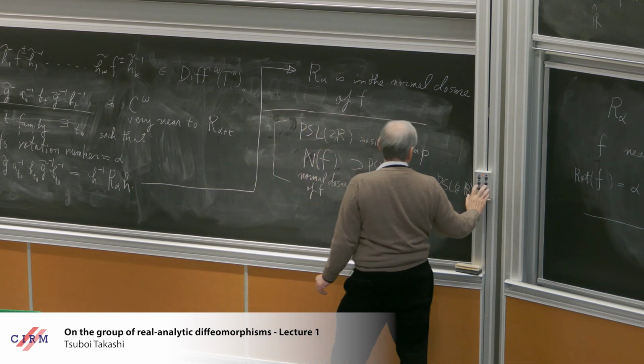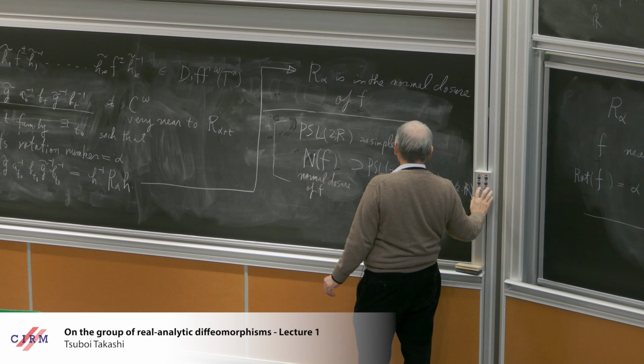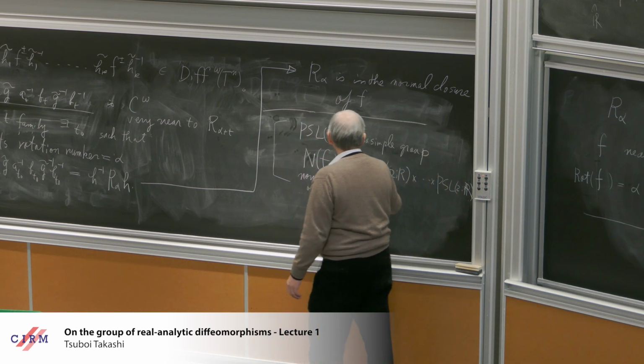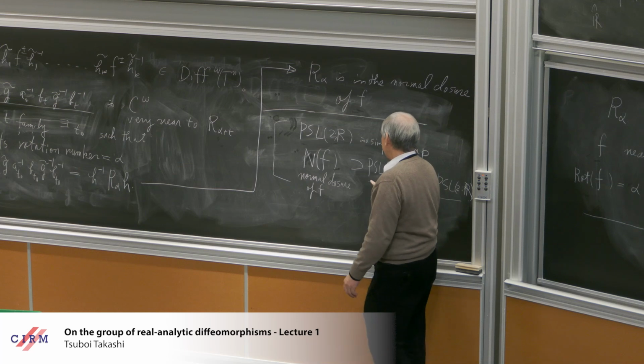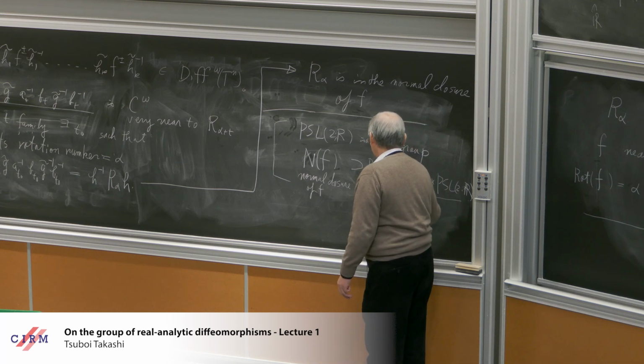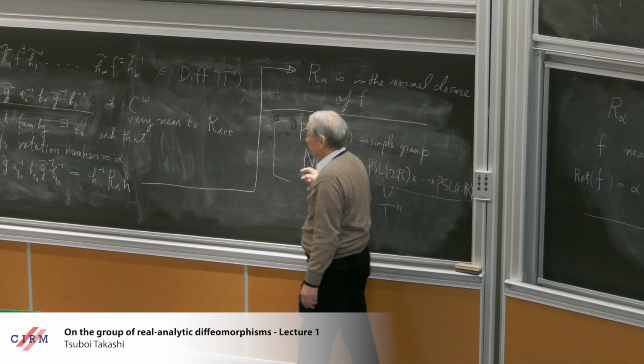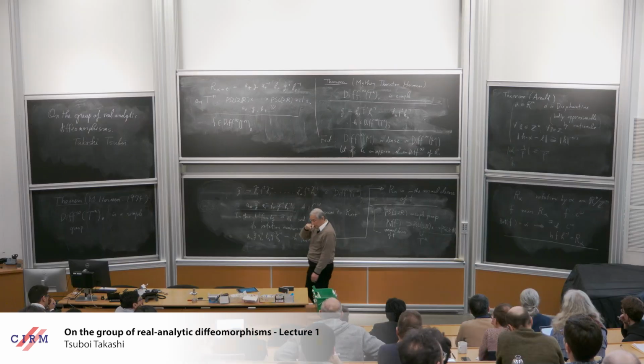And then, so what? If it contains, in the subset of this one, it contains Tn. So the normal closure of F contains all the rotations.